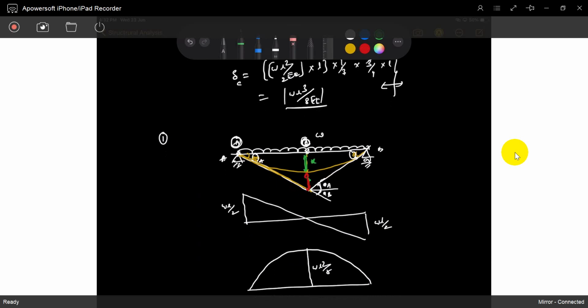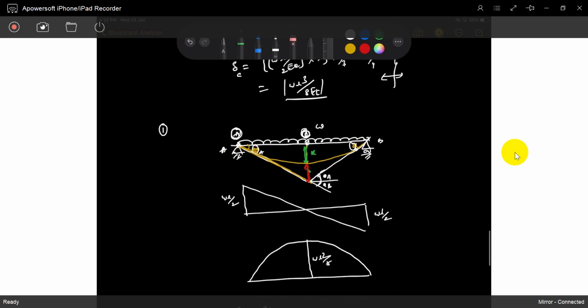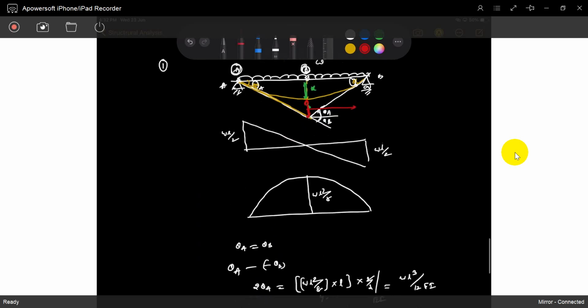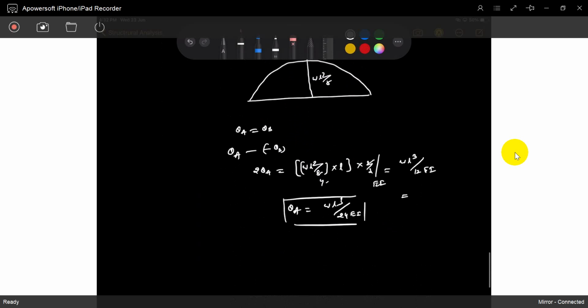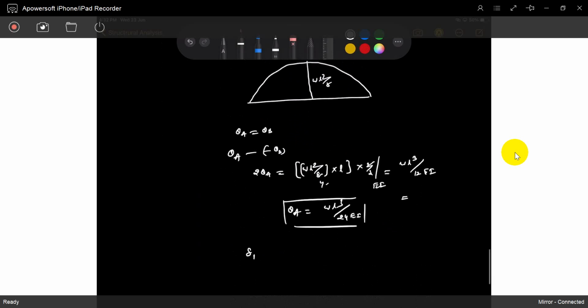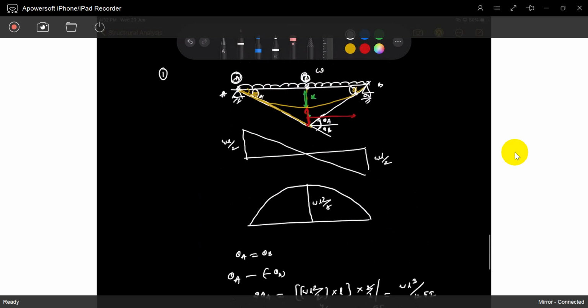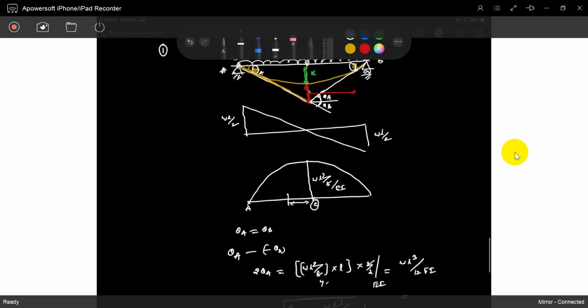So how can we find it? First we have to find out this value. What is that value? Same thing, that is the value of delta 1. This is point C, this is point E. The deflection of the point C with respect to the tangent at A is given by the moment of the curvature diagram with respect to the point C. So what is that moment value? What is the distance of that point?